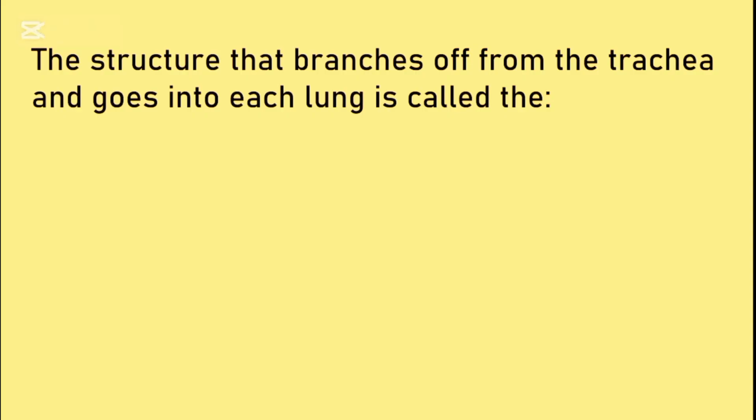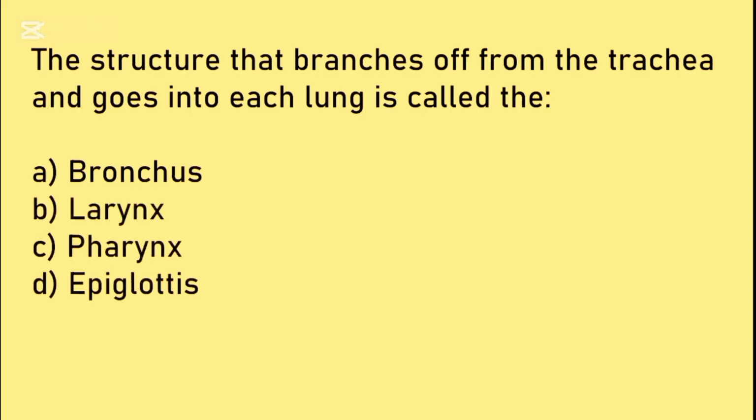The structure that branches off from the trachea and goes into each lung is called bronchus, larynx, pharynx, epiglottis. Correct answer is A. Bronchus.